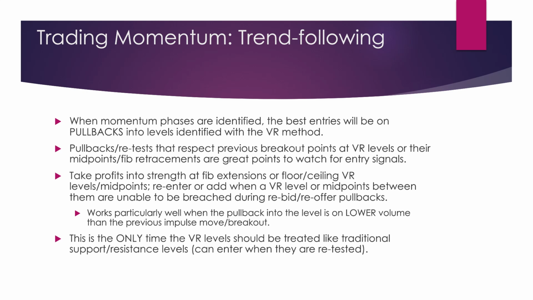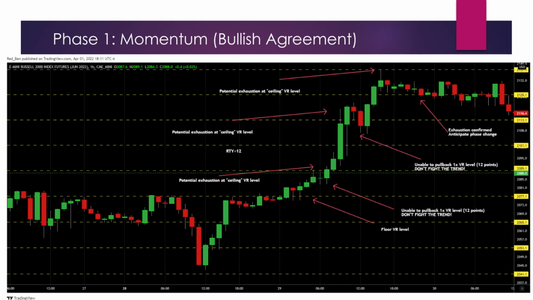So I should be clear that this is the only time, the only phase where Voodoo range levels should be treated like traditional support and resistance, where you can enter when we retest a level. Basically, that's not something that happens in any other phase, but when we are trending, it works rather well.